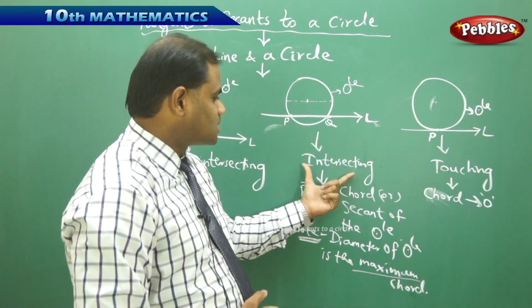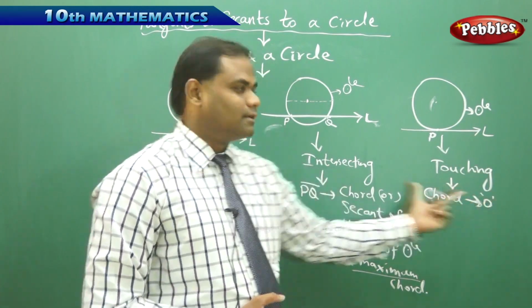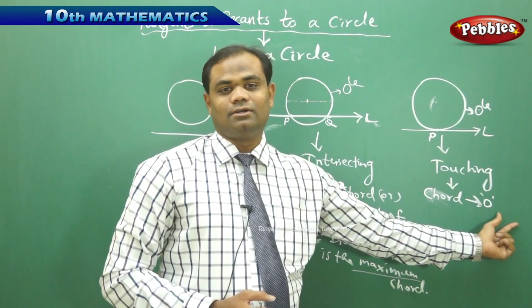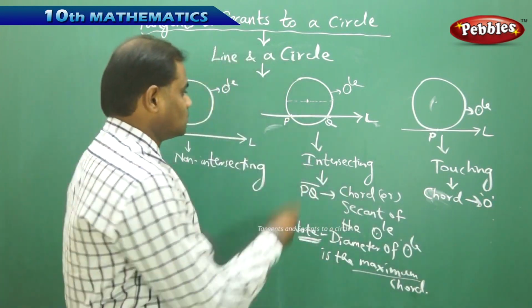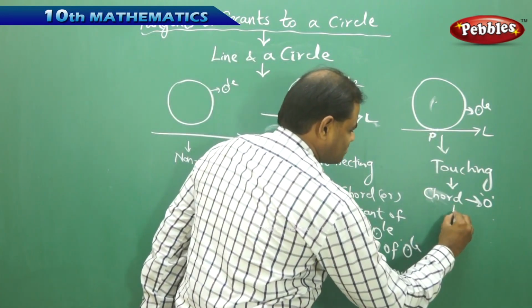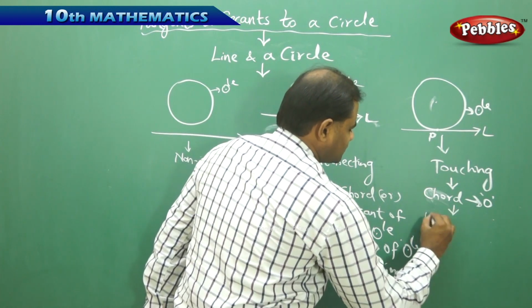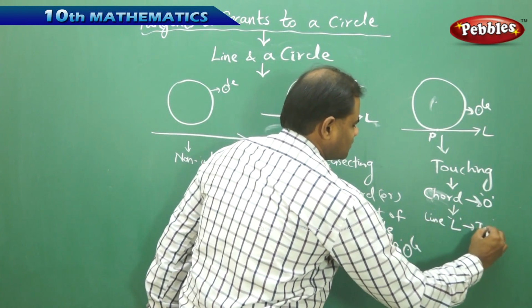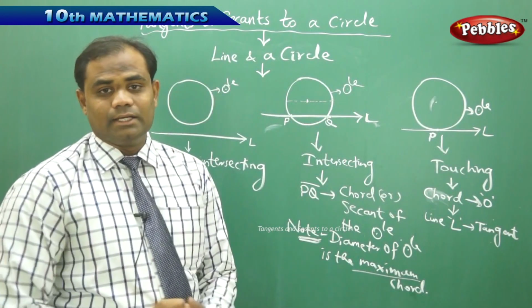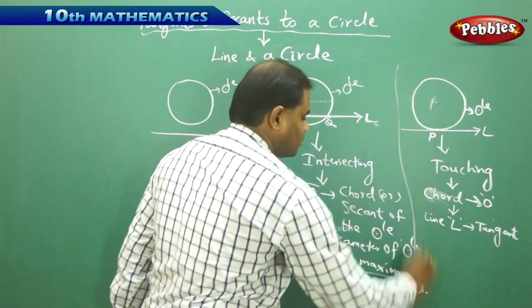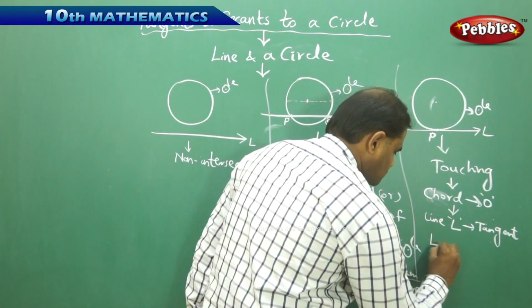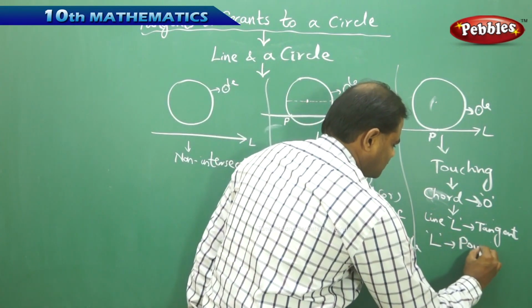So an intersecting concept reduces to touching concept if the chord reduces to 0 or the secant tends to 0. So these two converge at a single point, and here in this case, if the chord tends to 0, line L is called tangent. The line L is called tangent, which is a very important property out here. And P is called point of contact.